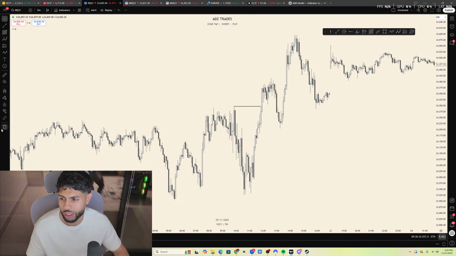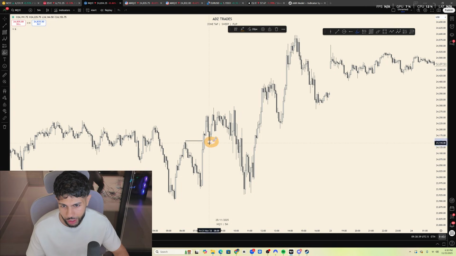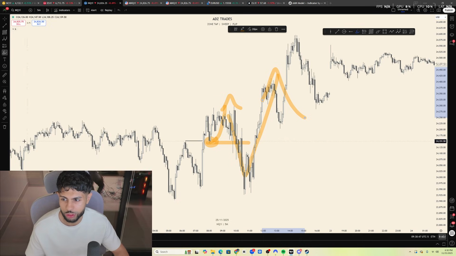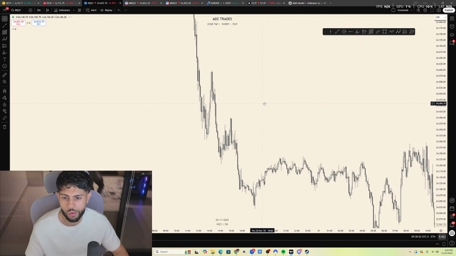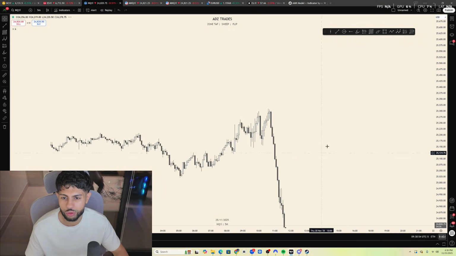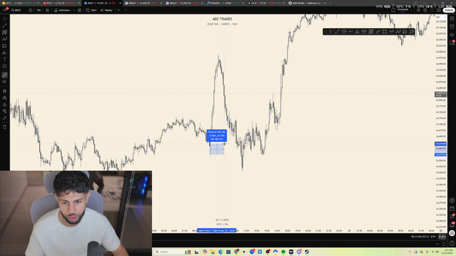Let's look at some more. Okay, exact same thing here. We break structure here to the upside. And what do we do? We come back and we push higher. So we give the chance for traders to move their stop loss, etc. Here, what does price do? Come, push higher. It's not a sweep. Let's look at some more examples. It's a great example of a sweep.